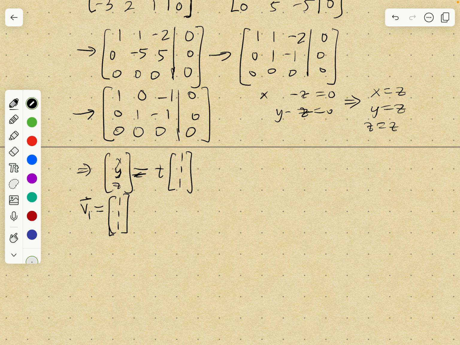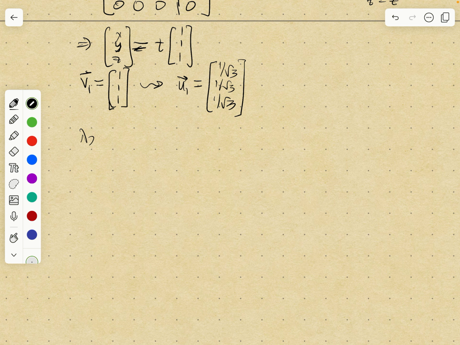So I need to divide by the length. And so I'm going to get a unit vector, let's call it u1. So I divide by root 3, 1 over root 3, 1 over root 3, 1 over root 3, and then this is going to have unit length. All right, that's the first column of my matrix Q. Now we need to do the same thing for the other eigenvalues. Okay, let's continue.